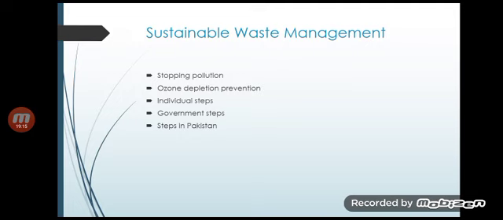There are also other individual steps, like we can save water and electricity, use the three R's: reduce, reuse, and recycle. We should avoid using plastics, and we should plant more trees. But more steps are actually required at the government level. In fact, nearly all of the countries have some form of departments that are concerned with reducing pollution or reducing emissions.